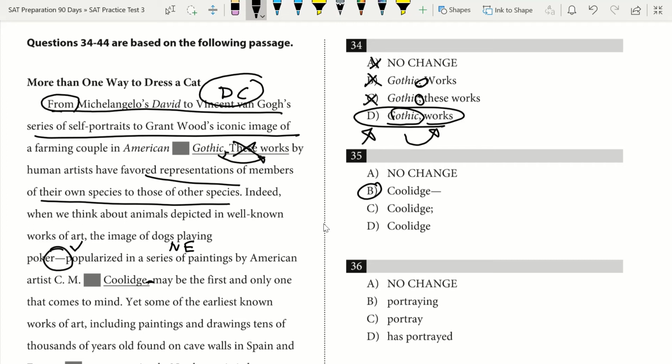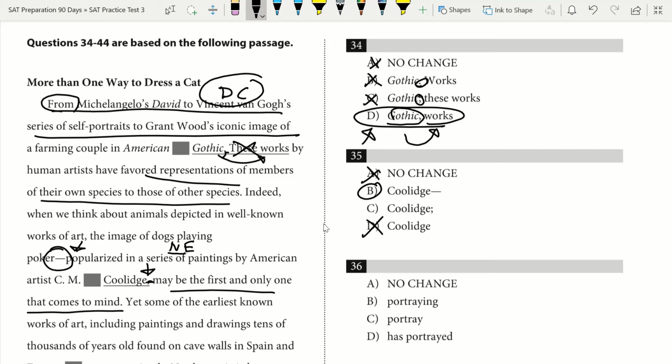And if I use a dash here, I have to use a dash here if I'm doing a non-essential phrase or clause. So I either want to see that or I want to see a period. Those are really my only two options. I can't use a dash and a comma. That is not allowed. So I can get rid of A automatically because it used a dash with a comma. D just doesn't have one, right? And it has to have one because in this case it is non-essential because I could read, "indeed, when we think about animals depicted in well-known works of art, the image of dogs playing poker may be the first and only one that comes to mind." See, we could skip everything in between these dashes and it still makes sense, so I know it's non-essential.